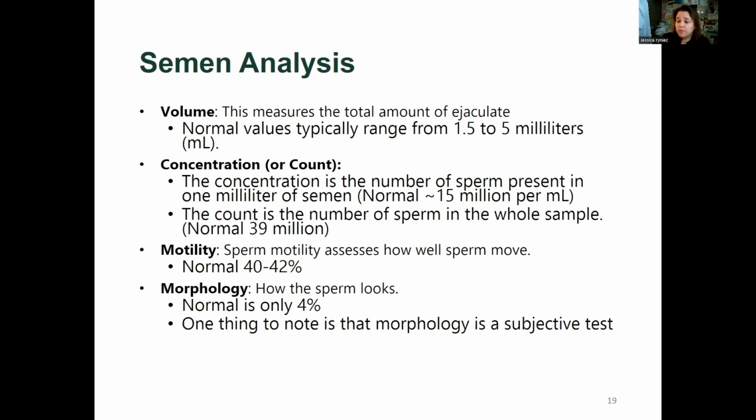Motility, which is the movement of the sperm, assesses how well the sperm moves and should be at a certain marker level. And then morphology, which is how the sperm looks. If you'll see there that normal is only 4%, which means that we have very low expectations for the shape of sperm, probably because it's mass produced, so there's a lot of error.